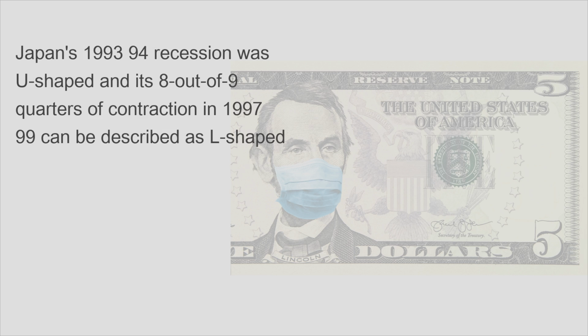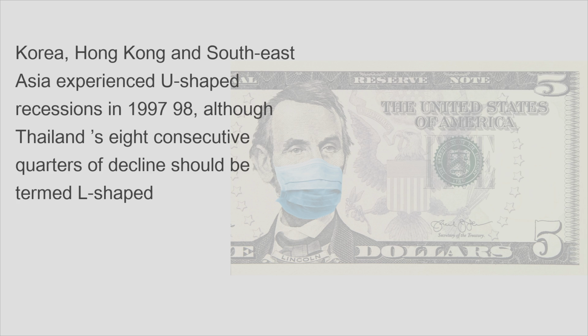Japan's 1993-94 recession was U-shaped, and its 8 out of 9 quarters of contraction in 1997-99 can be described as L-shaped. Korea, Hong Kong, and Southeast Asia experienced U-shaped recessions in 1997-98, although Thailand's 8 consecutive quarters of decline should be termed L-shaped.